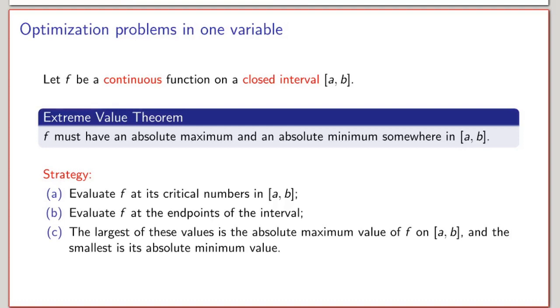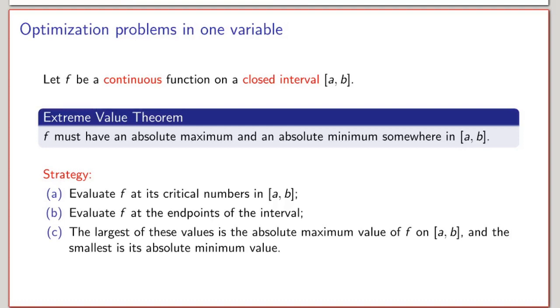The second step is to evaluate the function at the endpoints of the interval. And the third step is to put all these values together, compare, and pick the largest. The largest of these values will be the absolute maximum value of the function over the closed interval, and the smallest one will be its absolute minimum value. All right, so this is the natural strategy for optimizing functions, or finding maximum and minimum values of functions, over a closed interval. Now, what we want to see is whether we can generalize that to 2 dimensions.